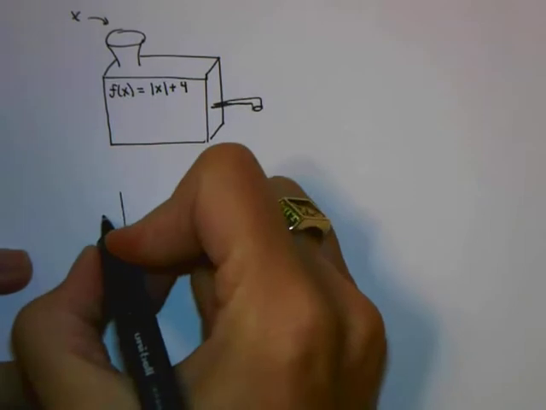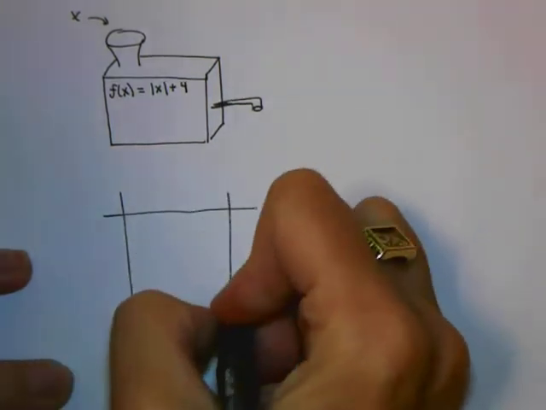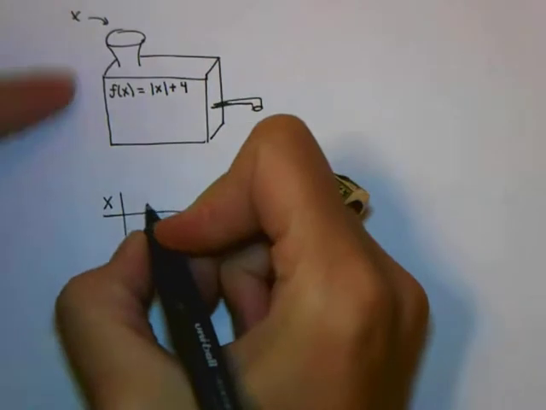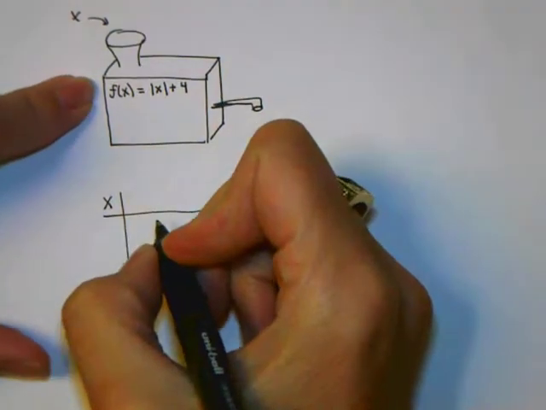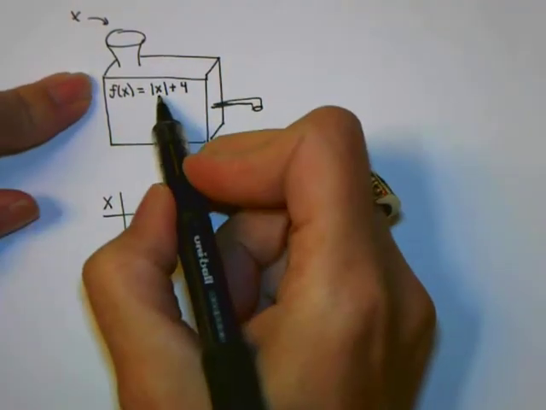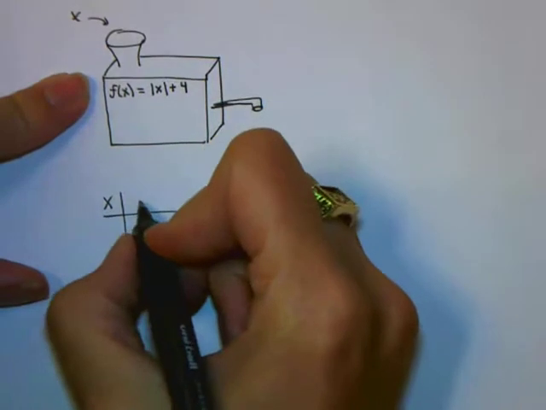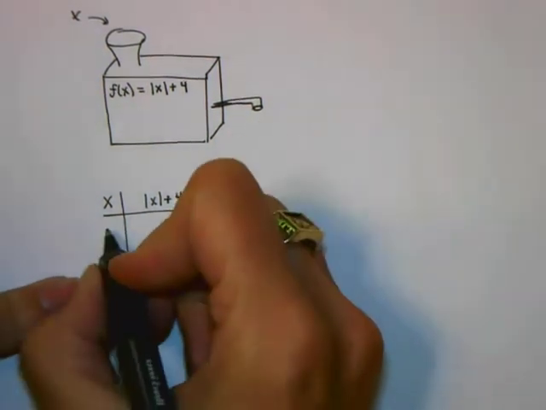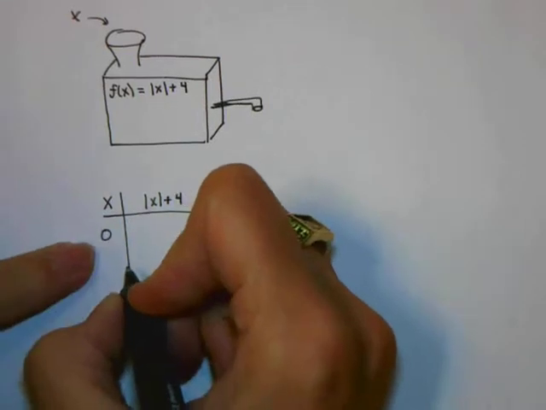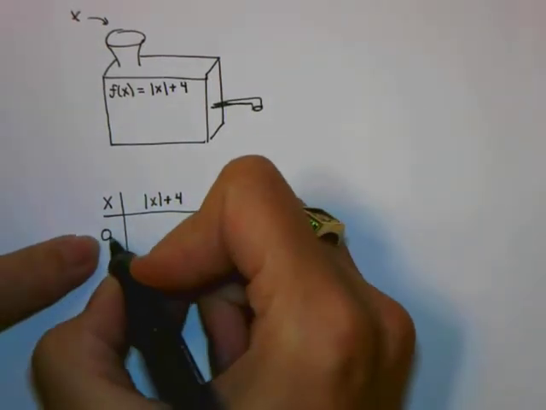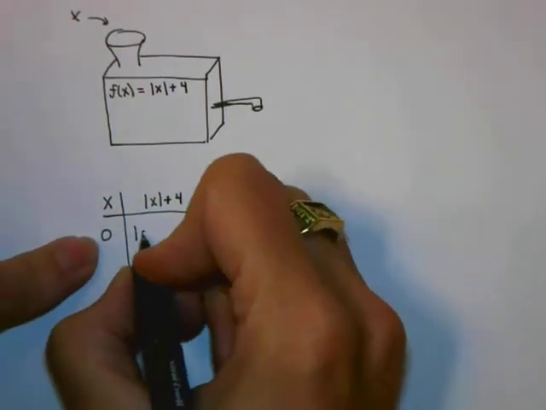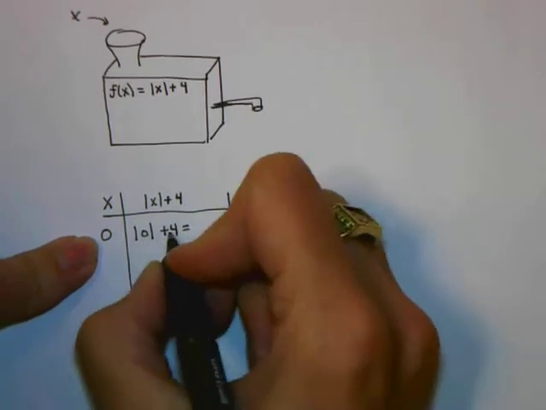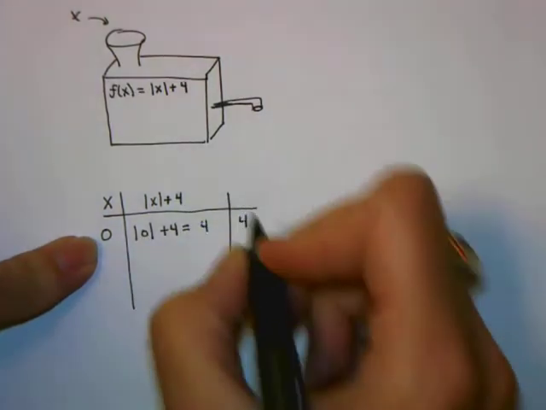Last but not least, let's take a look at what happens when we add or subtract a number outside the absolute value bars. So in this case, our function is going to be f of x equals the absolute value of x, and then add 4 to that answer. So let's start by plugging in maybe 0, and let's see if that's an interesting number for us. When x is 0, the absolute value of 0 plus 4, well, the absolute value of 0 is just 0, and 0 plus 4 is 4.